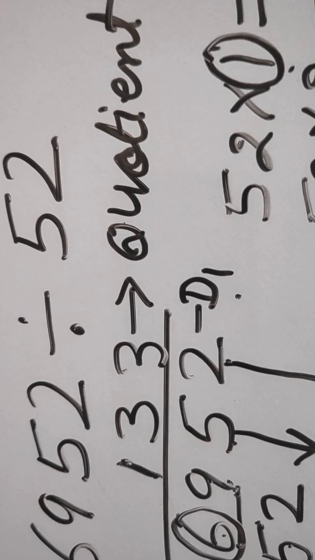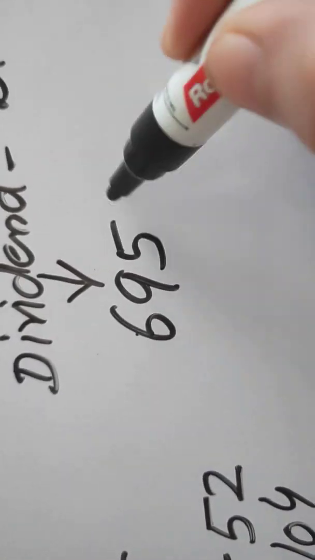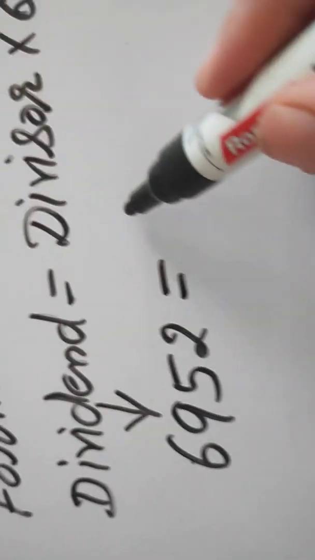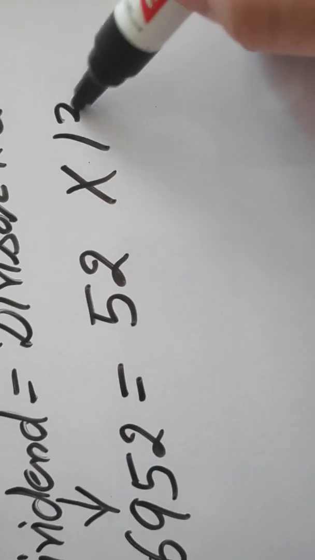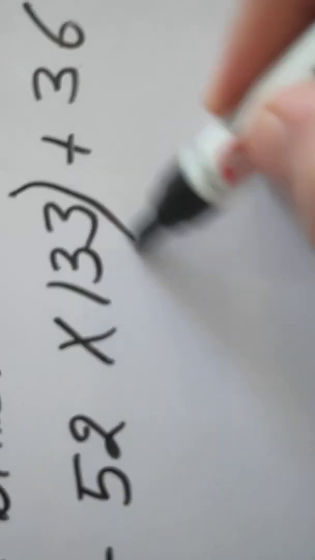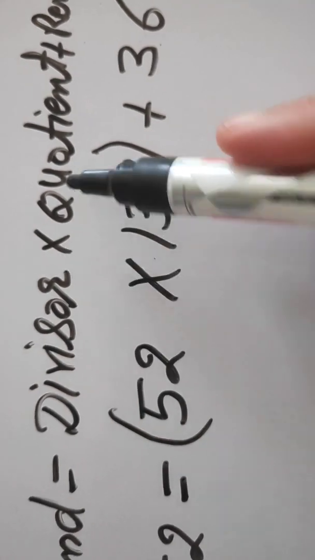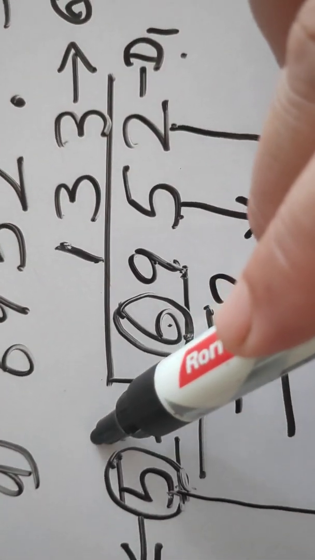Now you will put the value at the place of dividend. What was our dividend? 6952. So we will write here 6952. Divisor, with which we divided, that was 52. Answer we got, that answer was 133. What is remainder left? Remainder is 36. So we will write 36 here. Firstly now we will multiply divisor and quotient, meaning to tally our answer we will multiply divisor and quotient.